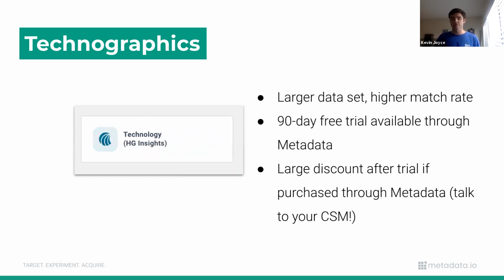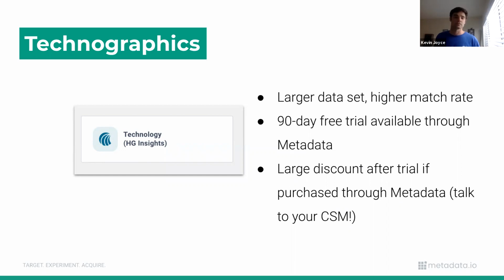HG Insights functions the same way that Aberdeen does. It's just a different data source. I found that this data source is a bit larger and has a higher match rate on the channels, so I always try to use HG Insights audiences if I can. All Metadata customers have a 90-day free trial that they can take advantage of for HG Insights, and I really recommend doing so.